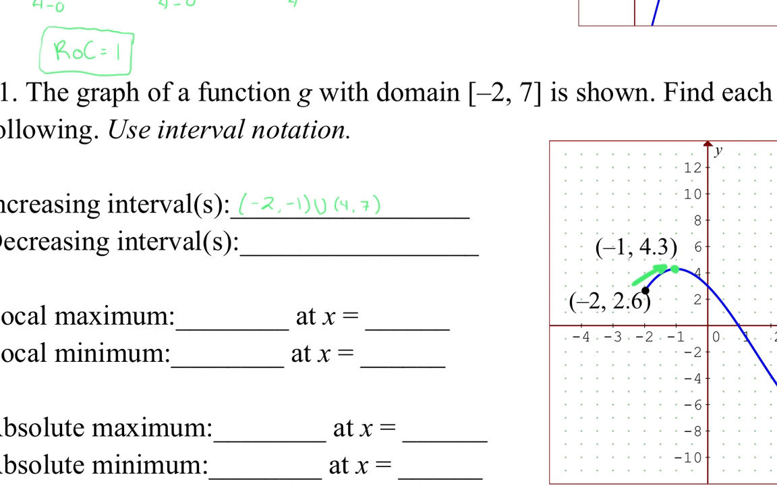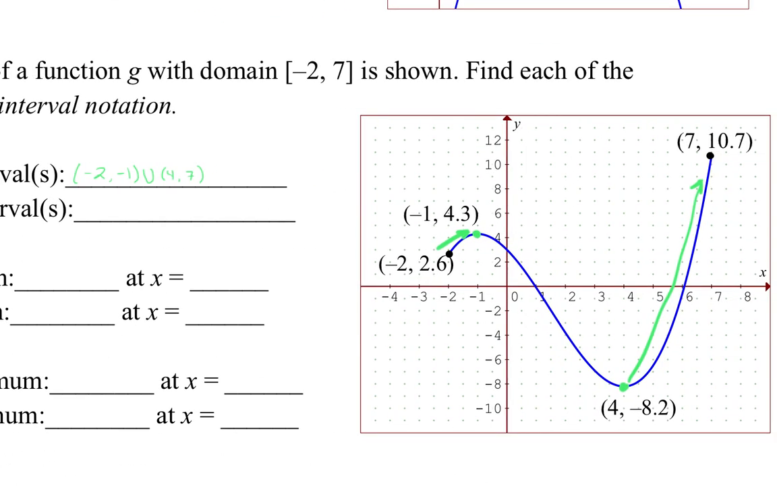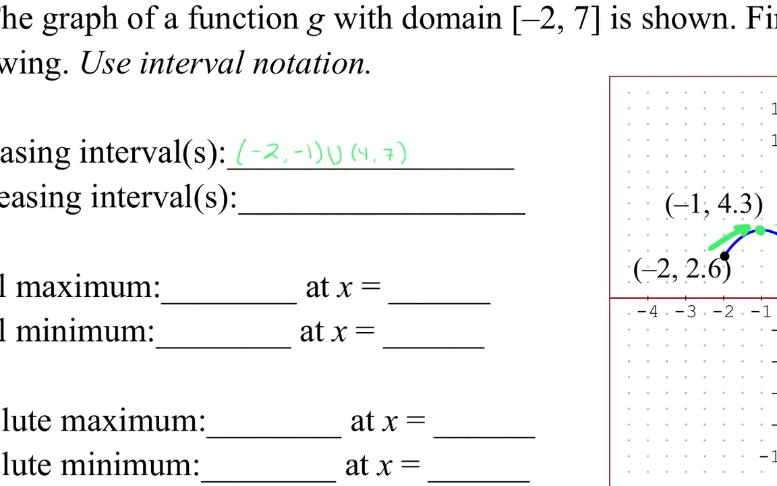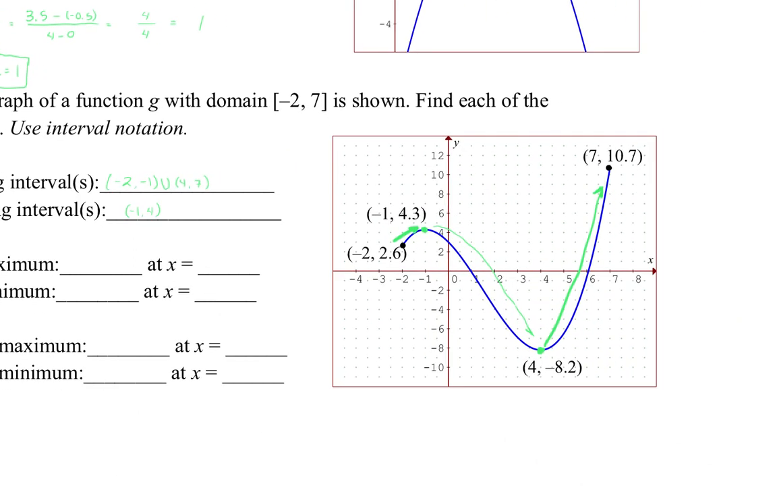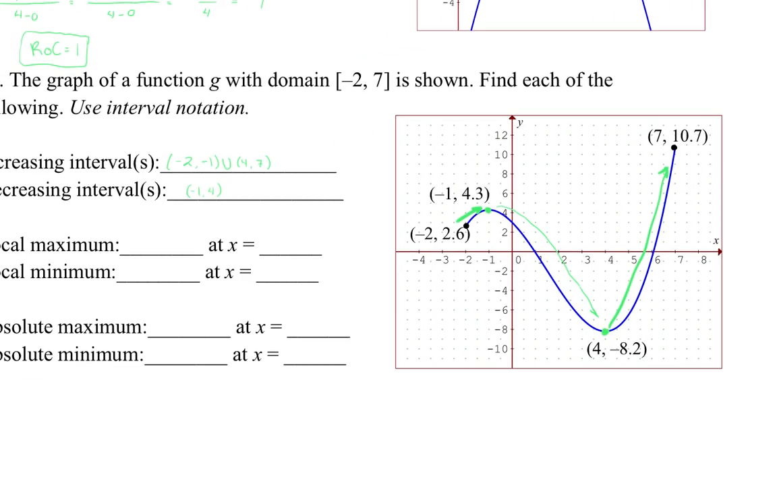Now we have decreasing intervals. We know that we're going down on this entire range here, right? So that is going to be from negative 1 up to 4, which, again, since those are extreme values, are not going to be included either.